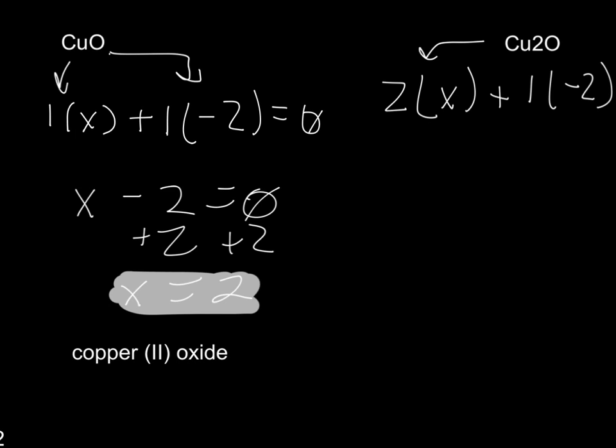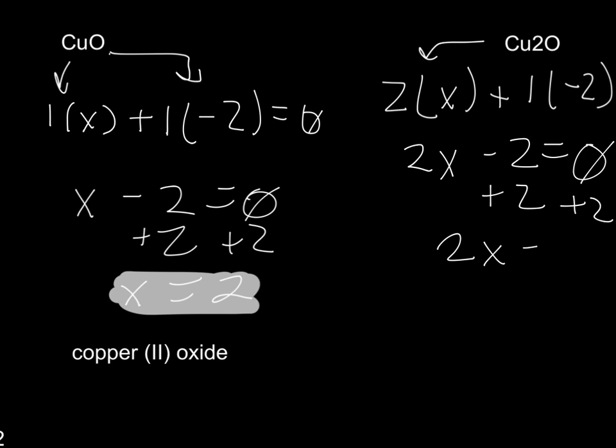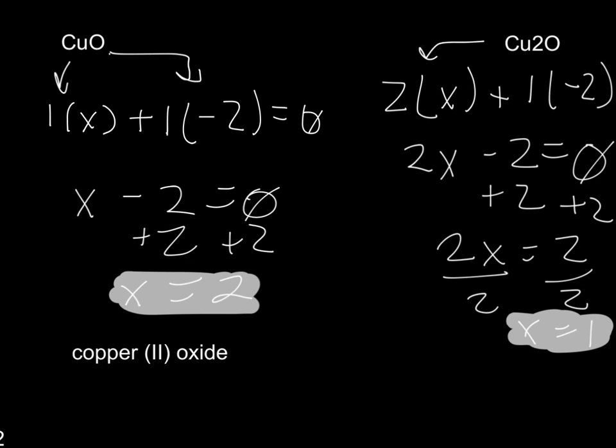Okay, so with that being the case, let's do the same math that we did on the other side. 2 times x will give me 2x. 1 times -2 will give me -2. It still has to be 0, has to be isoelectronic. Therefore, let's do the math. Add the 2 over to the other side. 2x equals 2. Let's divide away this 2. X equals 1. Very important for us because this is the charge on the copper. The charge is a +1.